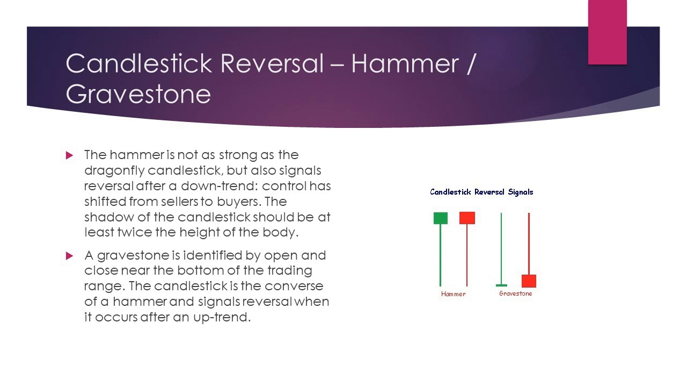A gravestone candlestick. A gravestone is identified by open and close near the bottom of the trading range. The candlestick is the converse of a hammer and signals reversal when it occurs after an uptrend. It looks like an inverted T with a long upper shadow. It is a bearish trend that indicates a reversal is on the horizon. Traders can assume that the reversal will be accompanied by a downtrend in the security's price. When a trader identifies a gravestone doji, they may be able to profit on a bullish position or by taking a position on a bearish trade.